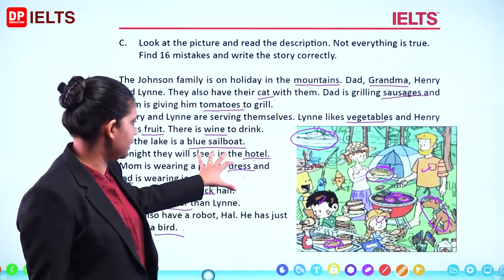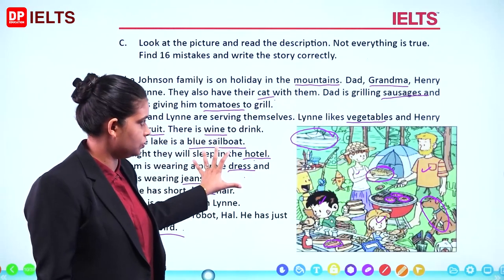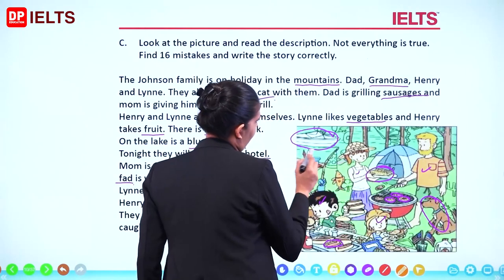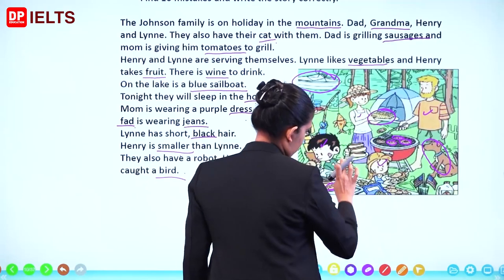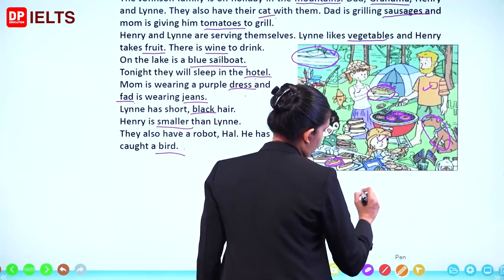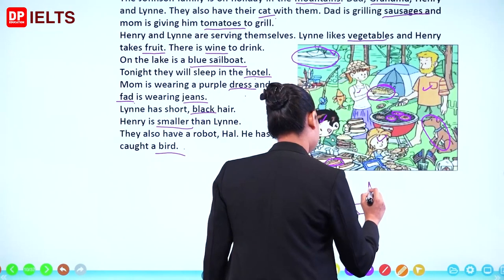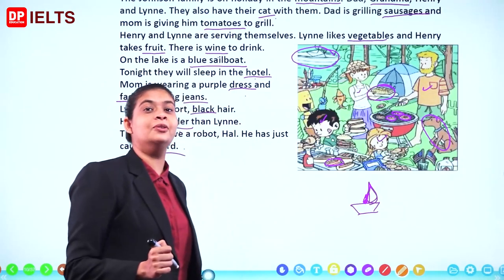So what kind of color and kind of boat? Because a sailboat is something like this. Let me just draw it for you here. It's more like something like this, where you have that sailing kind of thing. My drawing is horrible, you know that by now, right?